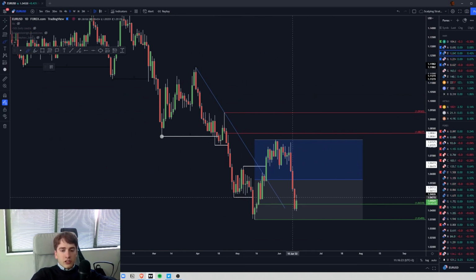We could even see a shift all the way up, taking out this liquidity high in towards supply. So yeah, looking for a euro dollar long.